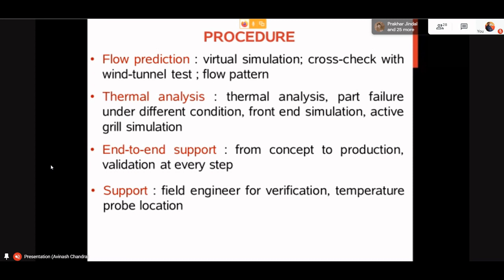And then the front end simulation is basically how the flow interaction is happening with your cooling modules or heat exchangers, you can say the condenser and the radiators. And active grill simulation is basically, in some very cold countries, the grills can be shut closed, or they can open, because the outside temperature is -30. So if -30 temperature is going to hit the radiator, it will freeze the fluid.